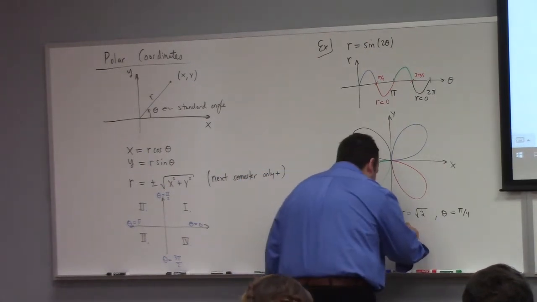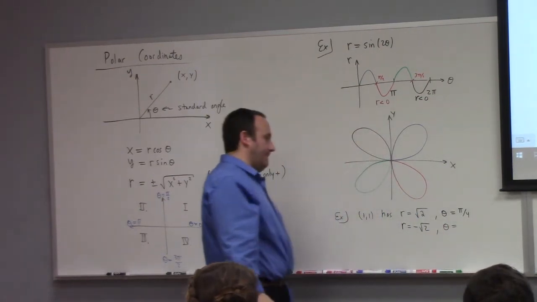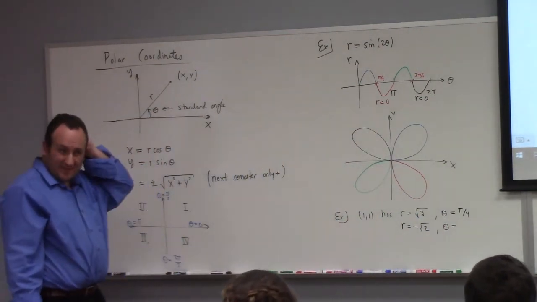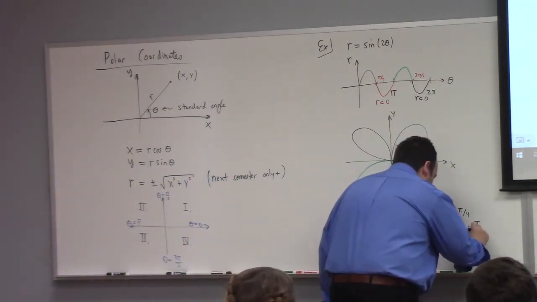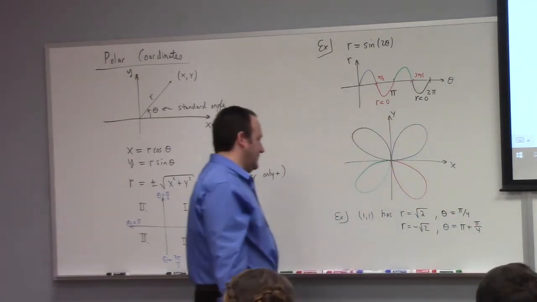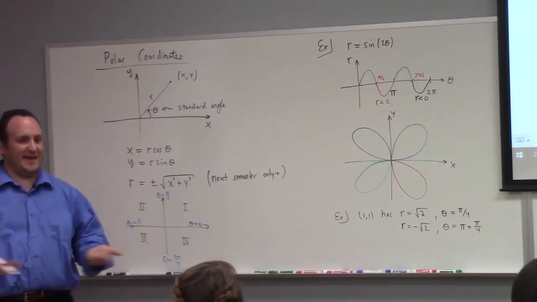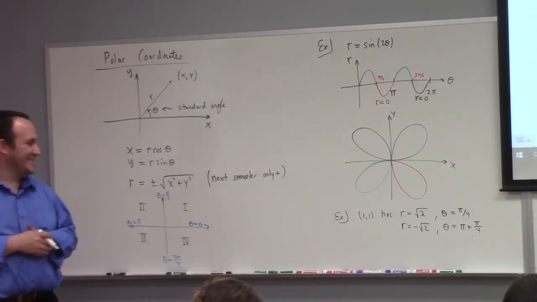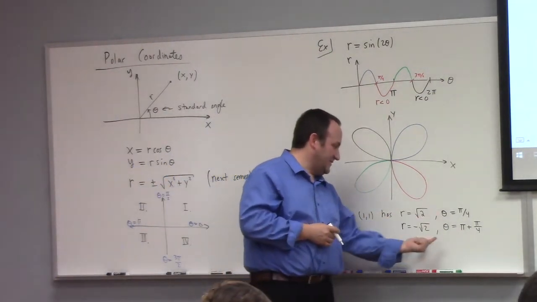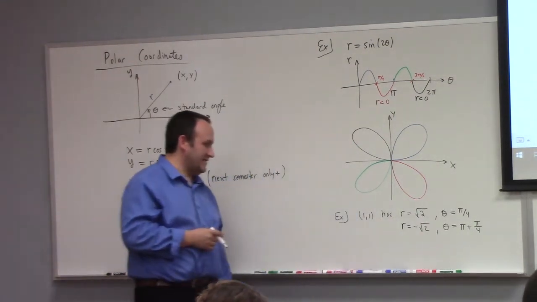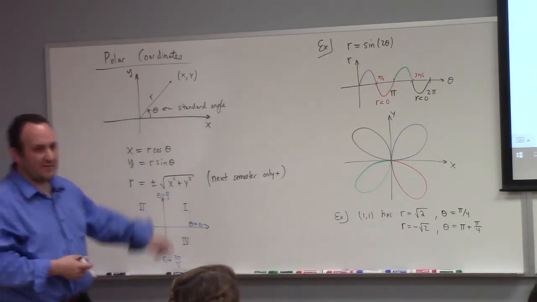But you could also say it's r equals minus the square root of 2 with theta equals what? The answer is pi plus pi over 4. So I don't like this. Personally, this bothers me. It's just tacky to me in some sense, because I have these two different sets of polar coordinates which describe the same point. That means that they're not, technically speaking, coordinates. But it's convenient for graphing.